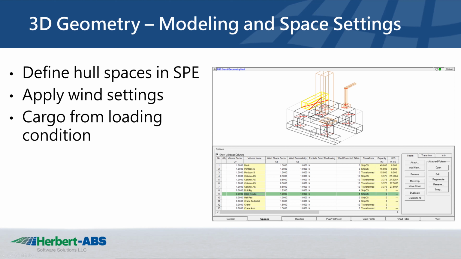So for the columns, we exclude both the top and bottom portions where they attach to the pontoons and the deck, so we don't double count those. And for instance, also on the drill rig and the deck house, we exclude the bottom face, so we're not double counting the area where the deck house meets the deck.